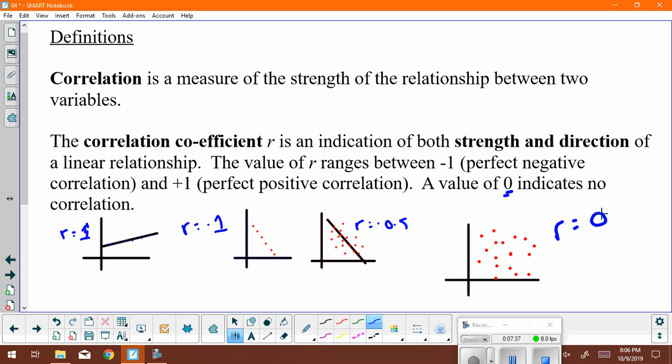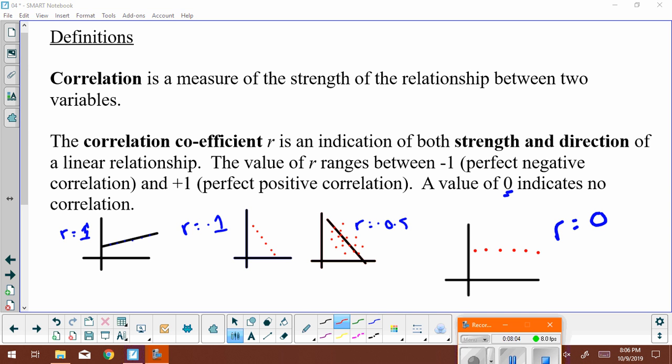The other option for R equals 0 is if it's a perfectly flat, pretty much a flat line. If it goes straight across, then R equals 0, because it's not positive or negative, right? It doesn't trend up or trend down, it stays flat. So that's what R is.